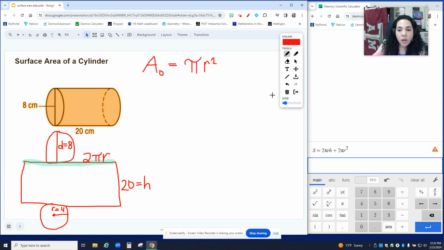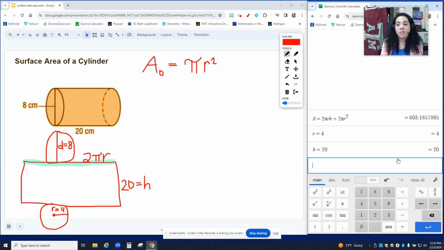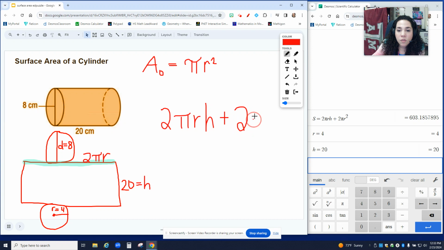Okay, so now let's go ahead and plug in the values that we know. Cylinders are pretty easy to calculate. If we know that the radius here in this picture is half of the diameter, so that's 4 centimeters, and our height is 20, that's really all you needed to know there. The radius and the height. So once you plug everything into your equation, it's pretty easy to calculate the surface area of a cylinder. Okay, here we go.